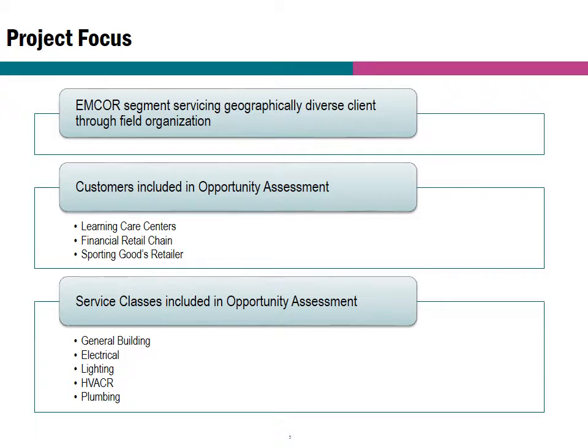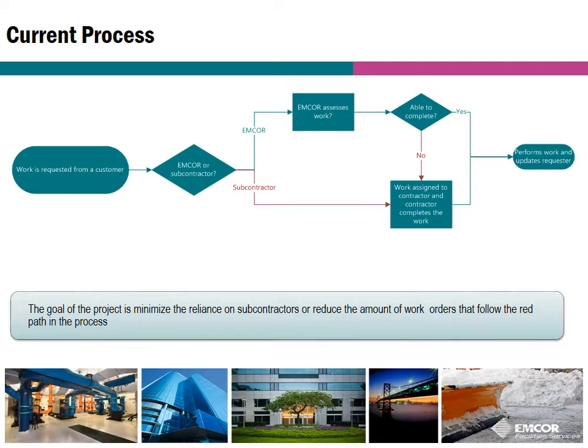So the focus of the project will be on EMCOR's field organization that services geographically diverse clients, and we looked at three types of clients for this study. First one is learning care centers. Think of daycare centers spread throughout the country. Then a financial retail chain, think of your local bank branch, and a sporting goods retailer. Also, we looked at five service classes: general building, electrical, lighting, HVAC, and plumbing. We focused on these because these are EMCOR's field group's core competencies, and this is the work that they want to be self-performing.